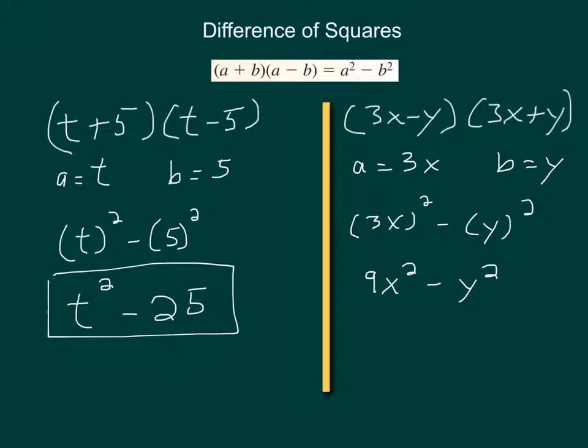is just y squared. Both of these result in differences, meaning subtractions, of perfect squares. T squared and 25 are both perfect squares. 9x squared and y squared are also both perfect squares. And that's how easy this one is. It's really nice.